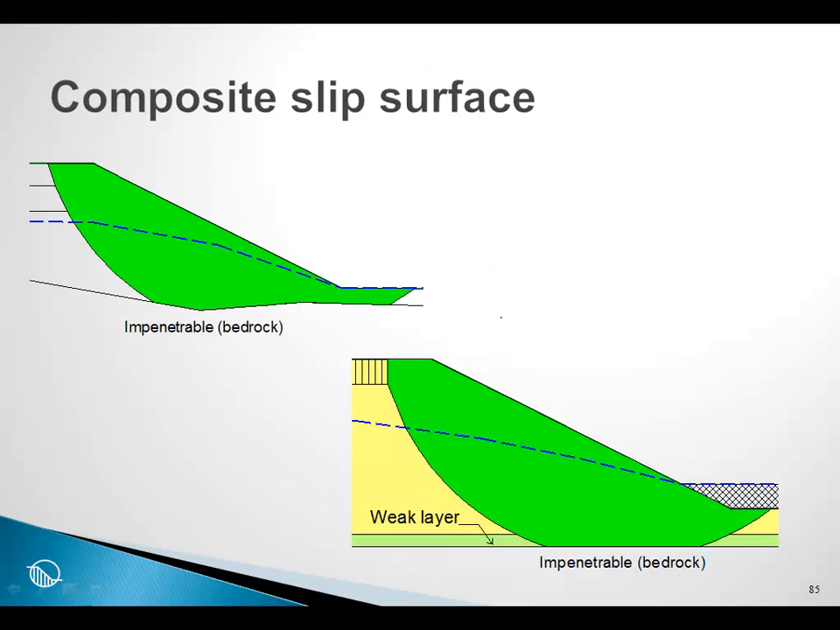Another way to control the shape and position of the trial slip surface is what we call a composite slip surface, and we use the material called impenetrable or bedrock. And when the trial slip surface comes along and hits this material, it goes along the top of the bedrock. This does not need to be a straight line. It can be a multi-bilinear line, as illustrated here. And this is a very useful technique for a slip surface that might pass through a weak layer.